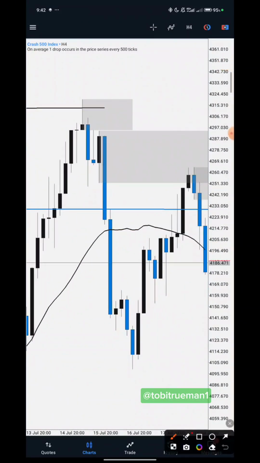See what price did here. Price gave us 2 confirmations before it went downward. Sorry, the 2 confirmations are this. First thing first, the wick that touched this particular resistance is our first confirmation. Price touched it, then that is automatically our middle candlestick, number 2.